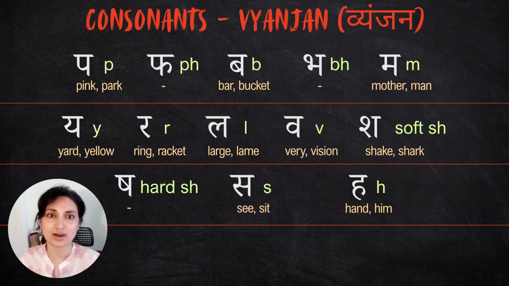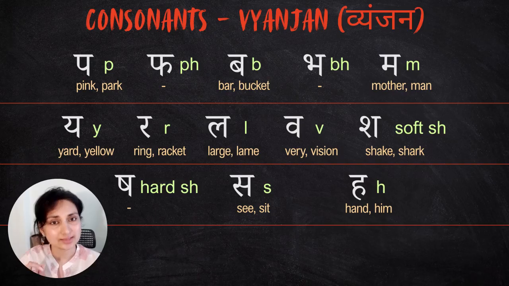The next 3 are sh, s and h. There is a slight difference between the two shs that we've just seen. The first one in the previous 5, that is the sound that you make when you are asking someone to be quiet. So shh, or the way you say the English words shell or she or ship. Okay, it's a soft sound where the tongue remains straight and it stays near the top of the palate, right? So shh. So the letter is sh.